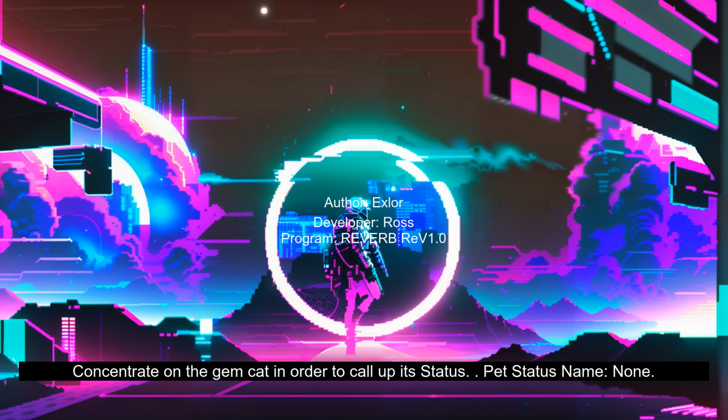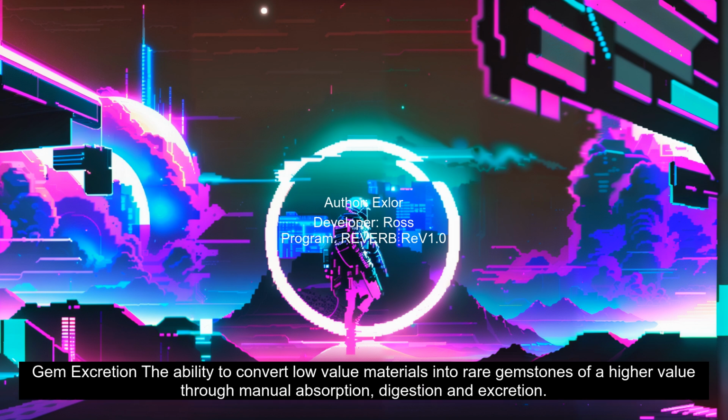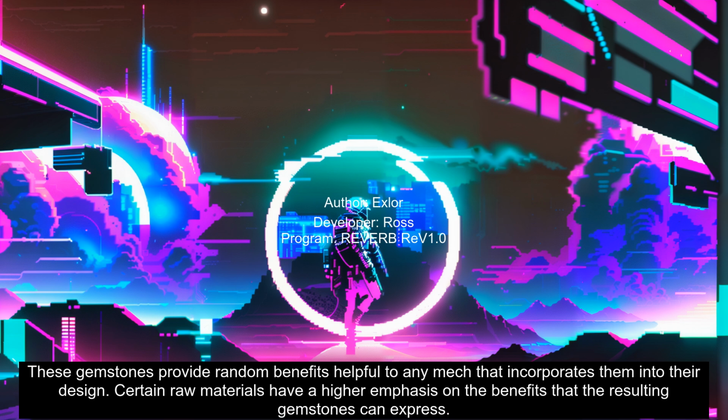Concentrate on the gem cat in order to call up its status. Pet status name, none. Owner, Vess Larkinson. Rank, gold. Exclusive level 1. Skills, gem excretion. What kind of a skill is gem excretion? Concentrate on the skill to see further details. Gem excretion. The ability to convert low-value materials into rare gemstones of a higher value through manual absorption, digestion, and excretion. These gemstones provide random benefits, helpful to any mech that incorporates them into their design. Certain raw materials have a higher emphasis on the benefits that the resulting gemstones can express.